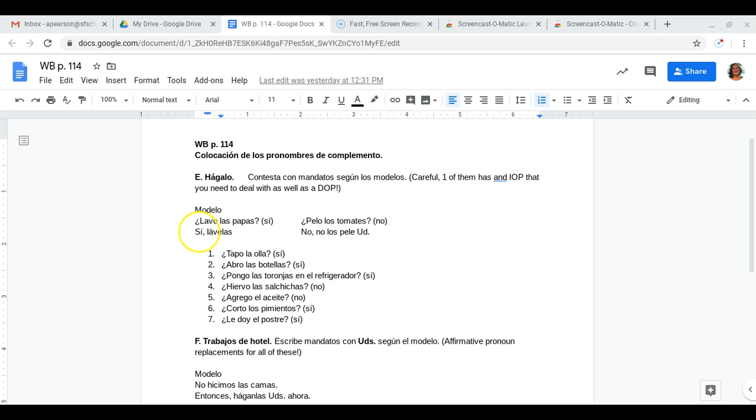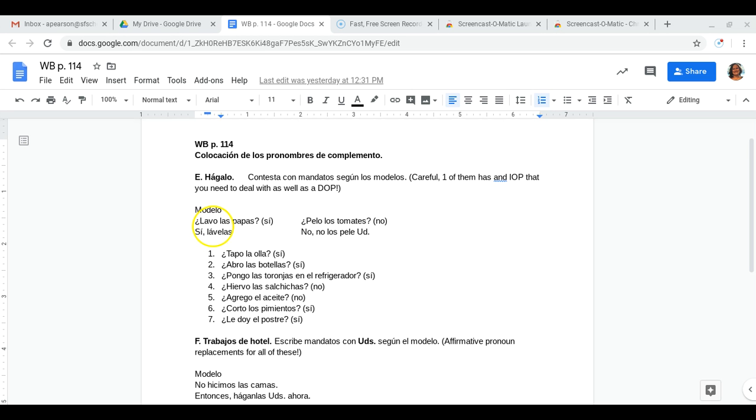So the question that's asked in the first one is, lavo las papas. Do I wash the potatoes? The answer is going to be yes. So first of all, you have to decide what kind of verb lavo is. It happens to come from lavar, which is an AR verb. So remember, you're going to drop that O and add your opposite ending. So your verb form will be lave.